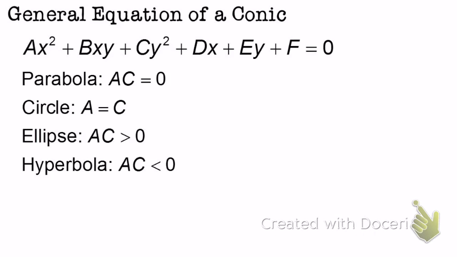If a and c are both positive or both negative, then that will make it an ellipse. If one is positive and the other is negative, then that's going to make it a hyperbola.